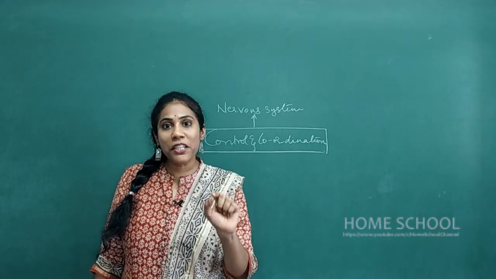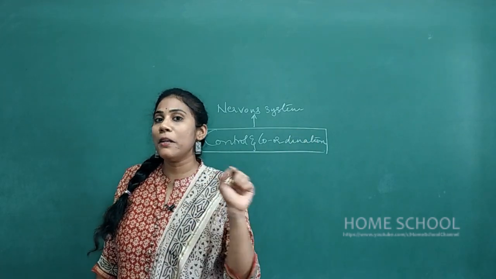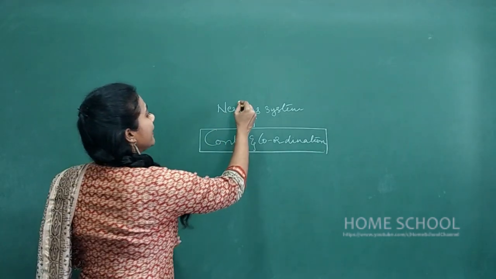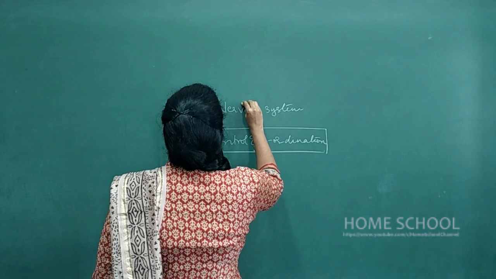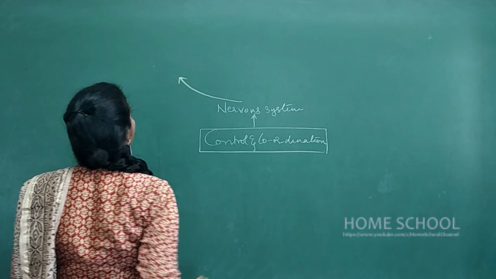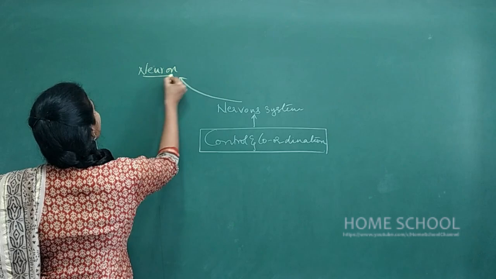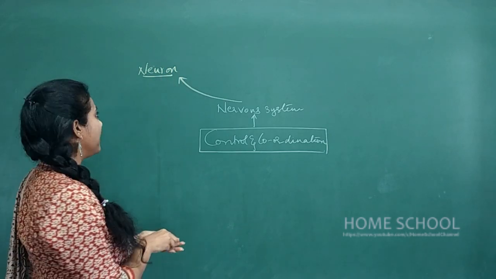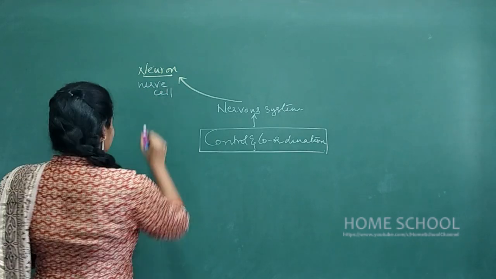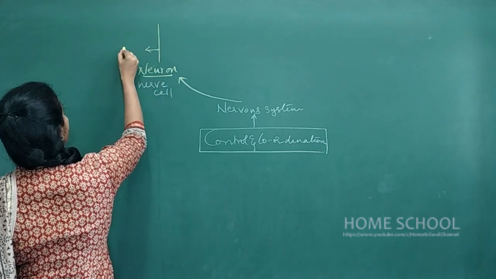Information is passed from one part of a body to another part of a body with the help of nerves. So, in the nervous system, we study four things here. This main heading is subdivided into four subtopics. One is about neuron. We all know neuron is nothing but a nerve cell, right? In neuron, the most important part that you have to study is its structure.